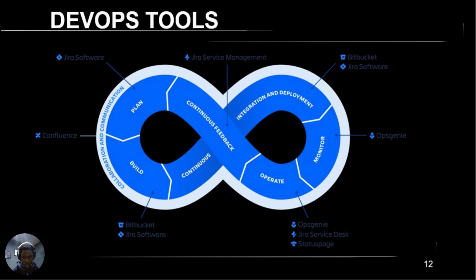So for DevOps, there are certain tools that allow you to properly and effectively integrate DevOps in whatever production or development stage you are in. So for the planning stage, we have the Jira software.